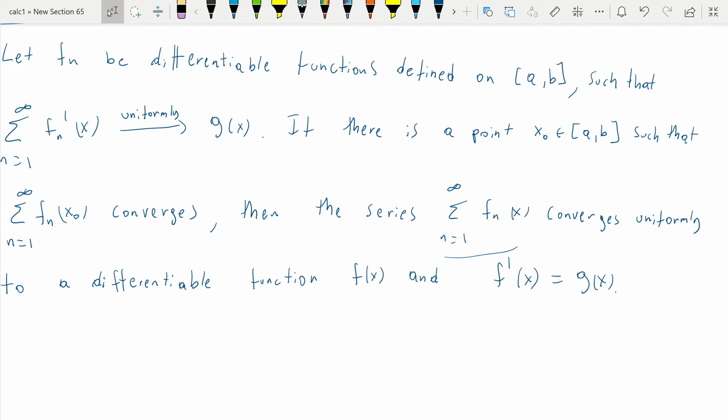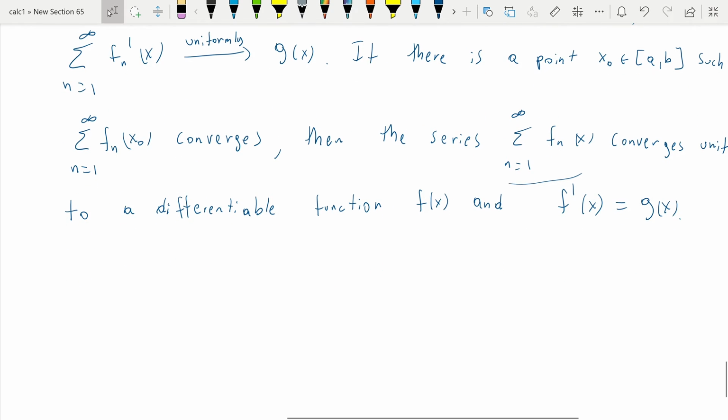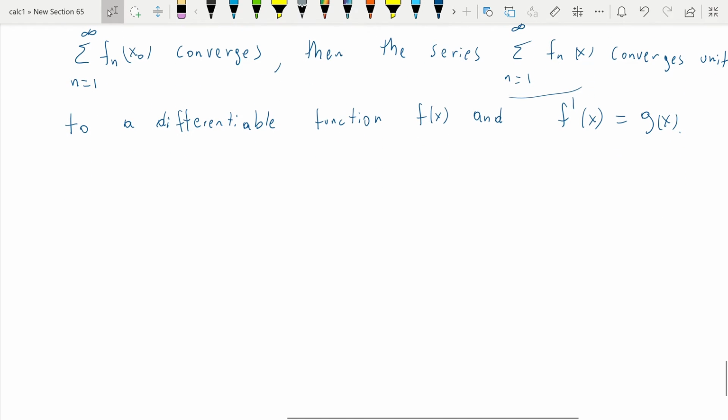And this has some applications. This is going to be the end of this section for us. The most important applications are when we apply this to power series, when the fn of x are just x to the n. These are power series, right? So this is what we have in mind, what we want to apply this to. And there are a couple of theorems that we need to know.